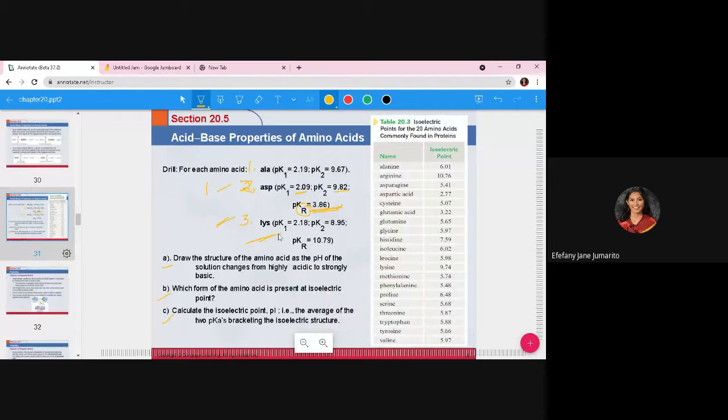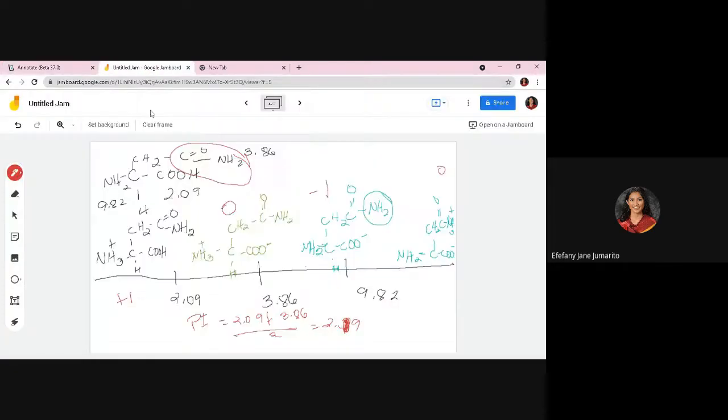Okay, so lysine. Lysine, class. Okay, I'll change this to tyrosine. Tyrosine. Okay, you look for number 2 because your side chain is neutral.